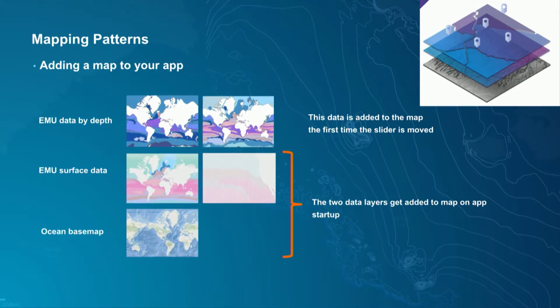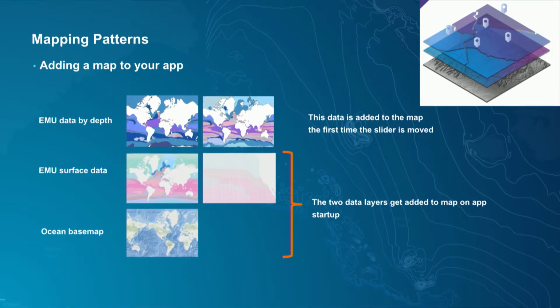So adding a map to this app involved starting with a base map layer, the ocean base map, and this is a base map that stays the same, so it's pretty static. Then we had a second layer on top of this which contains all of the 52 million data points. These two layers get added to the map on startup, and then as people toggle the slider, we pull down data and display polygons by depth in response to the user interface.